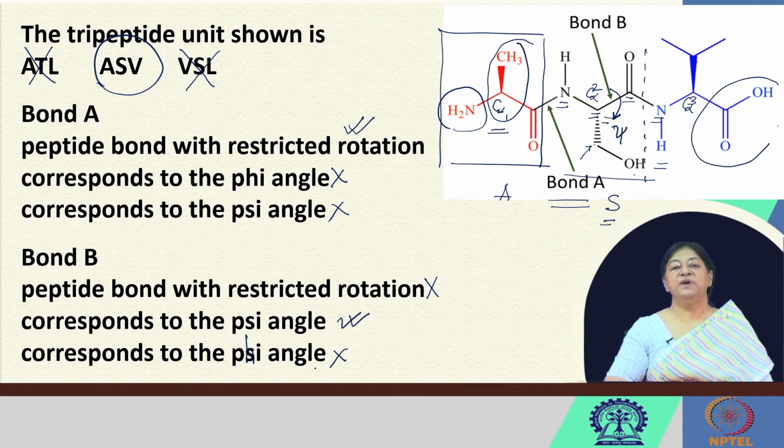So, these are types of identifications we might need to do for a specific peptide unit, identify the peptide bond, identify the dihedral angles.